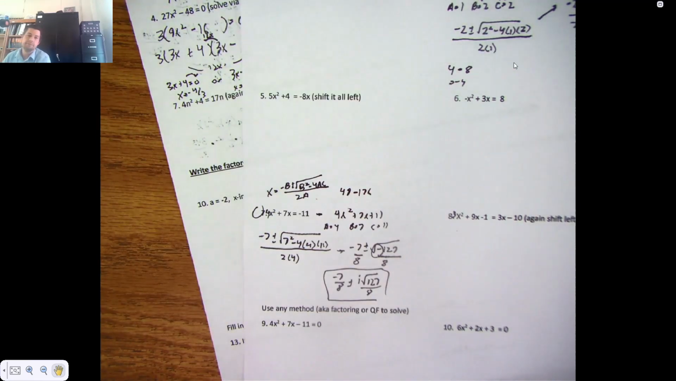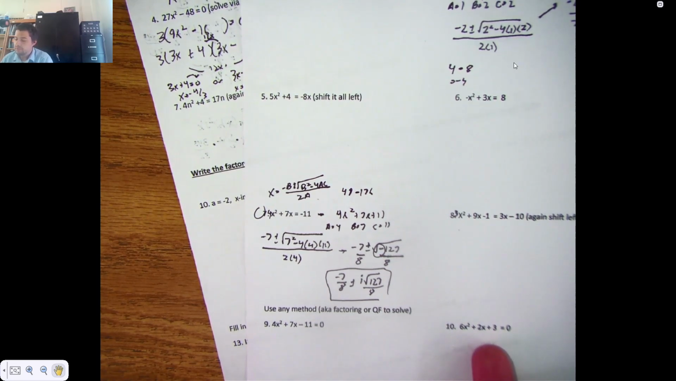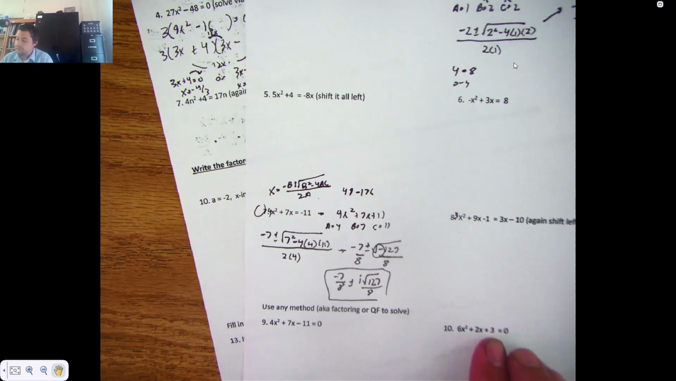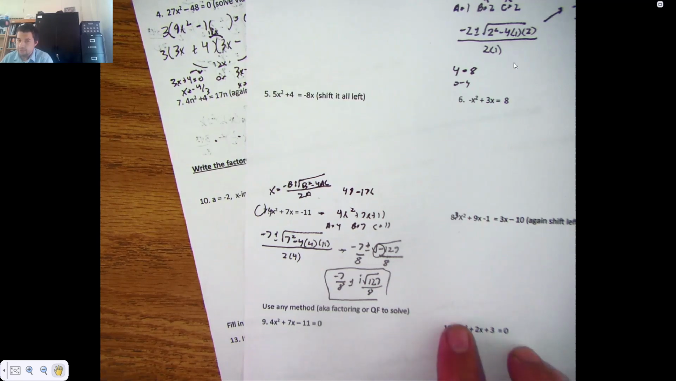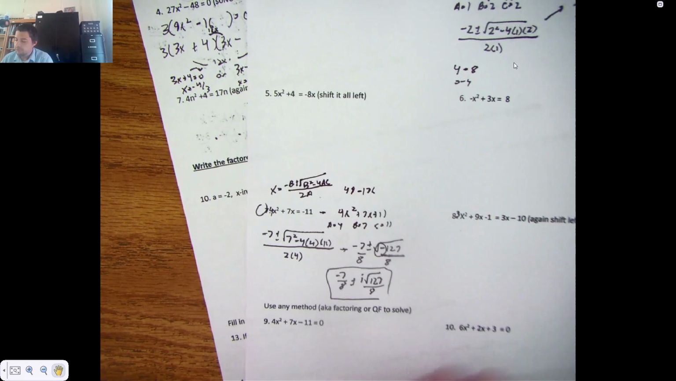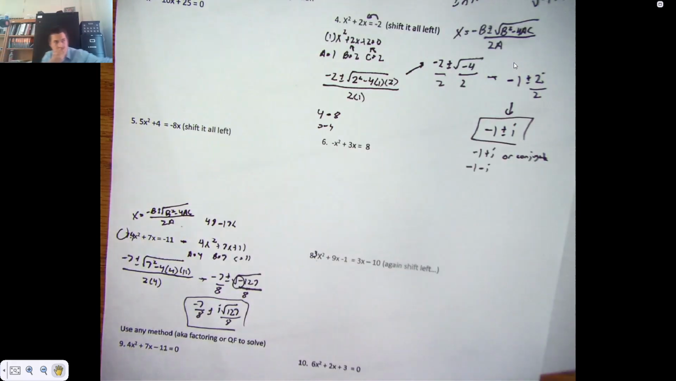And there is number 7. 9 and 10 say use any method. You can factor or you can do the QF. I think 9 factors. I don't think 10 does. Just looking at this one, it should have imaginary solutions, because it crosses the y-axis at 3 and it opens up. This is probably a QF. That one probably factors. And I'm not going to do a whole lot of this homework because you should be able to do it.